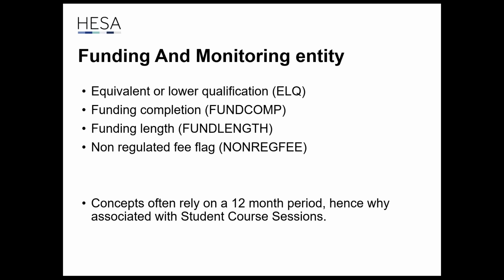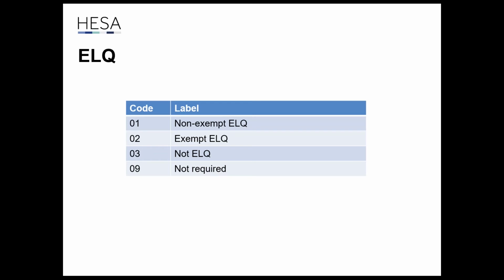That does mean you need to make sure that that is where you're using this equivalent to. As with now, everyone is August to July, but in data futures, everything is done off that student's course session. So some of those dates might be different, but they're all based on a 12-month period. Looking in a little bit more detail at all of those fields within the funding and monitoring entity. ELQ, all the definitions are the same as they are now. It's provided in England only, that's still the case. So that is pretty much the same. Not really much to say on that one.